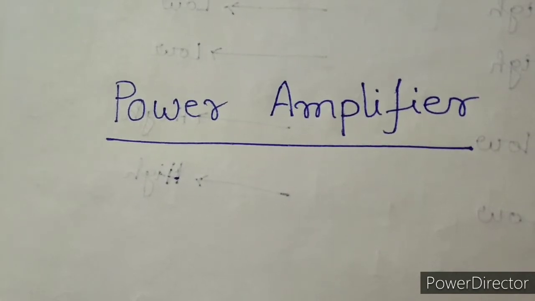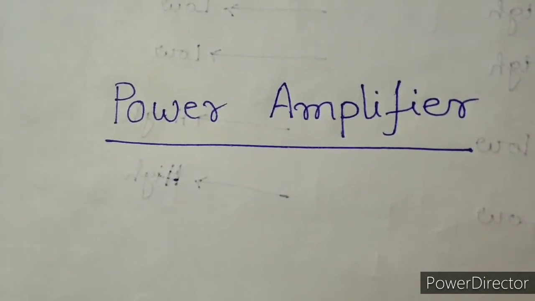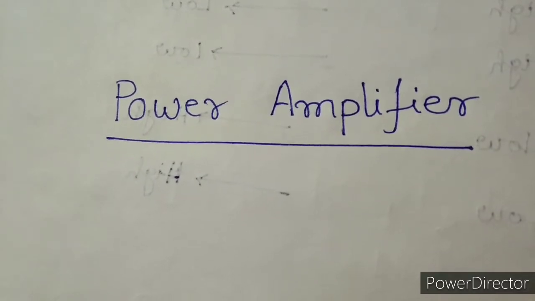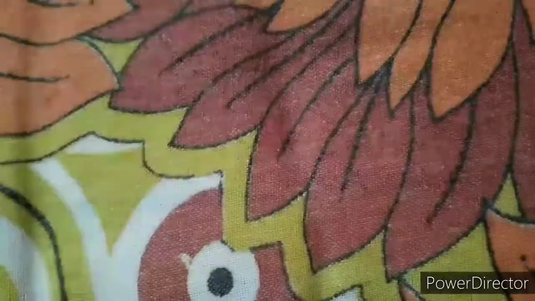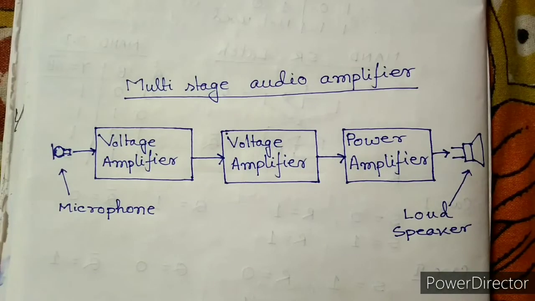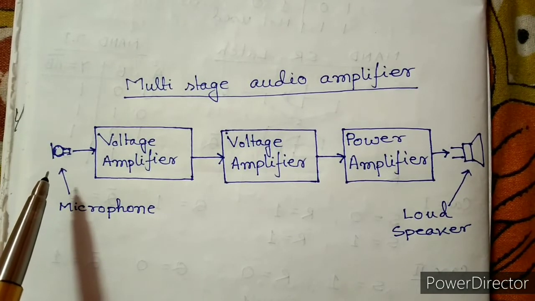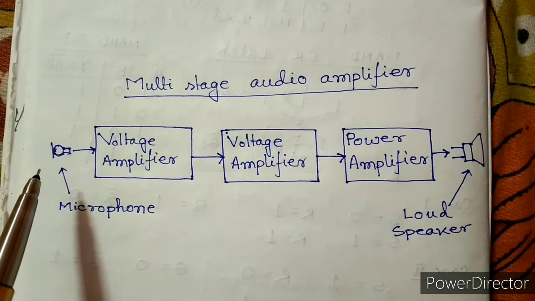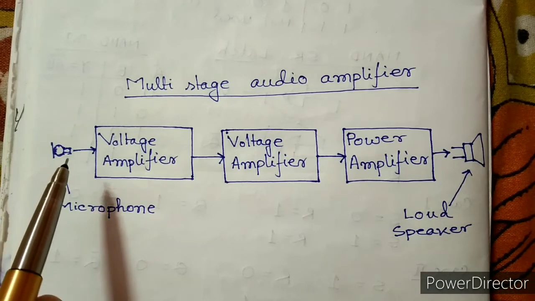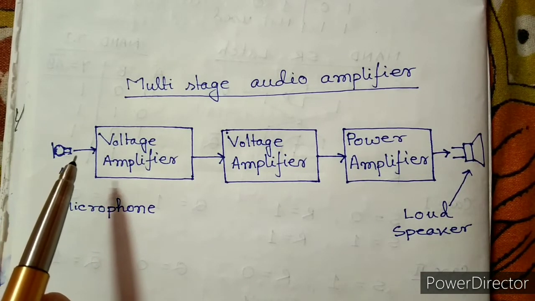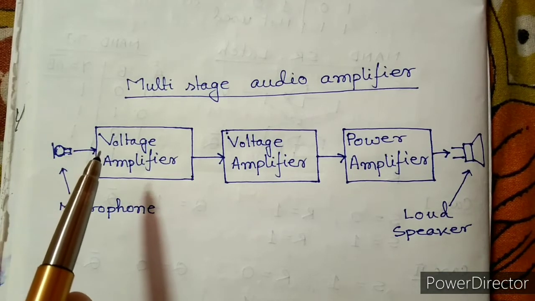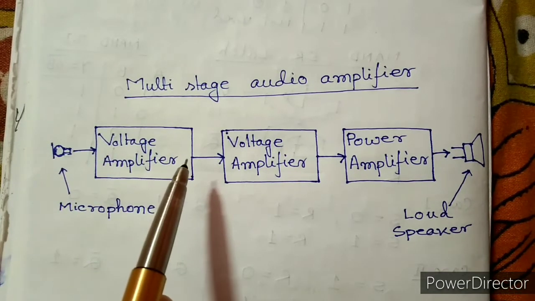To understand that, first we will take an example of a multi-stage amplifier circuit. This is a block diagram of a multi-stage audio amplifier. We can see here this is the microphone, which converts a voice signal into an electrical signal, and that electrical signal is fed into a voltage amplifier, where the voltage level is amplified.